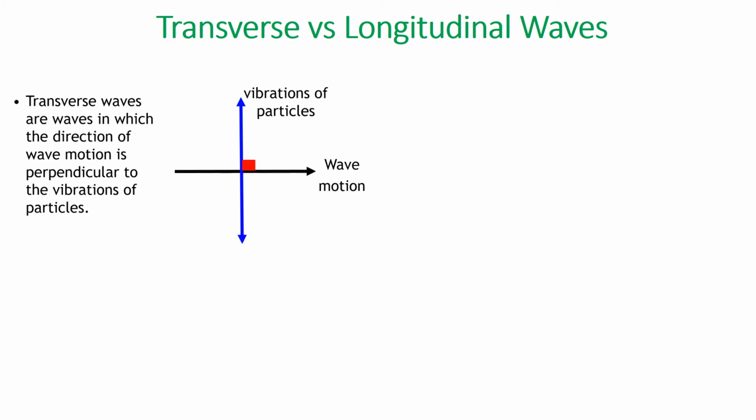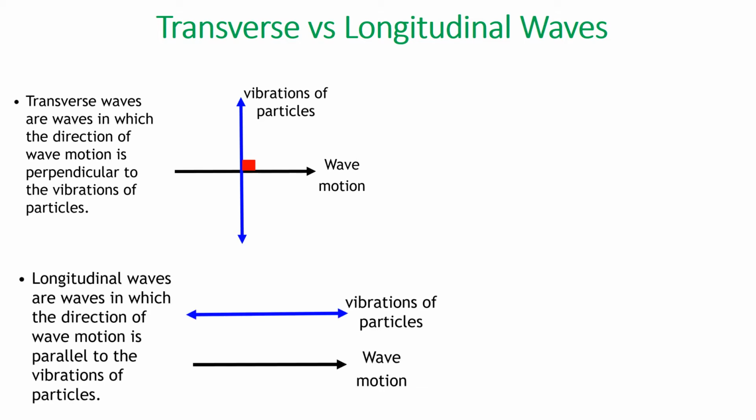A transverse wave is a wave in which the direction of wave motion is perpendicular to the vibrations of particles. You can see from the figure that for a transverse wave, the particles vibrate vertically up and down, perpendicularly at 90 degrees to the wave motion represented in black. For a longitudinal wave, the direction of the wave motion is parallel to the vibrations of the particles. So the particles vibrate left and right horizontally.